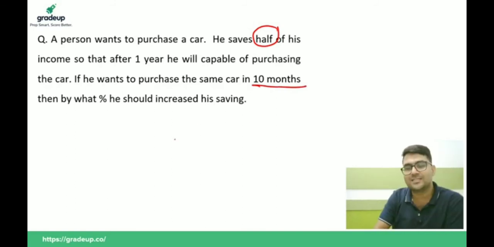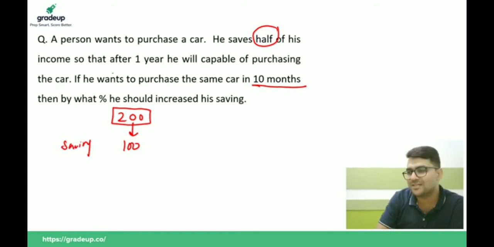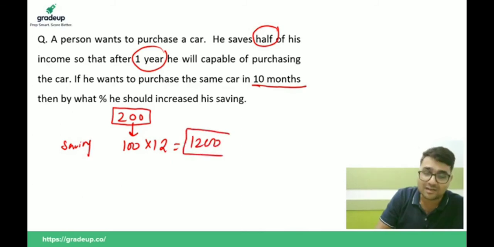Now, listen. Let the salary of that person be 200, then saving is 100 rupees, obviously. And he is purchasing the car in 1 year, and in 1 year his total saving is 1200. That means the cost price of the car is 1200 rupees. And in order to purchase this car in only 10 months, the percentage by which he has to increase his savings, this we have to find. All right, guys.